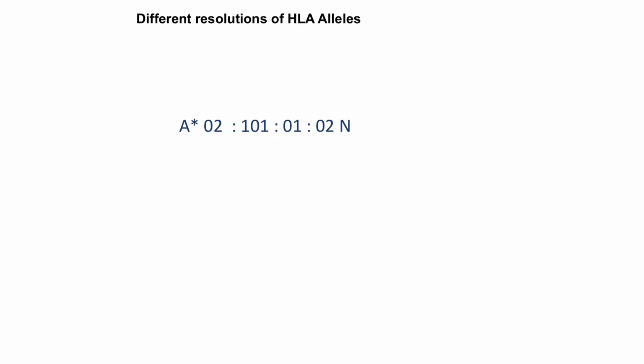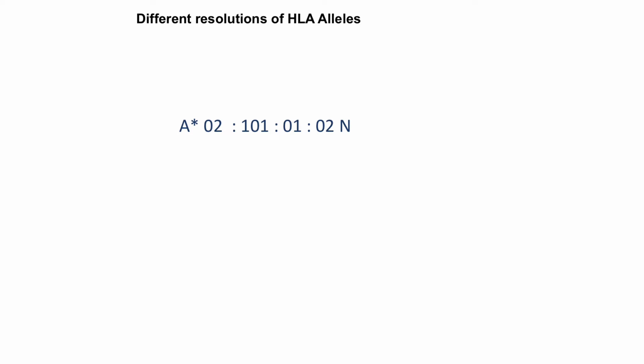In this section, we'll discuss different levels of resolution of HLA alleles that can be achieved by molecular typing during identification of these alleles. In this example, we have identified all the details of the HLA allele, and this is called allele level resolution. So if we know all the details of an HLA allele, then we have achieved allele level resolution of that allele.